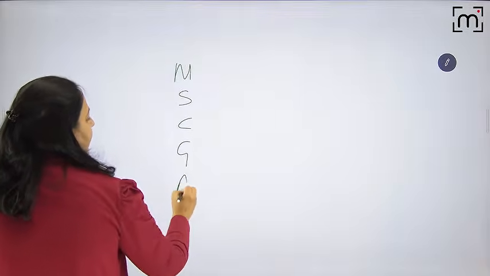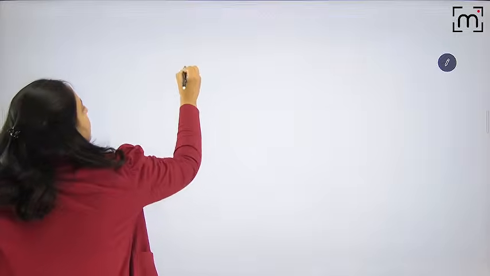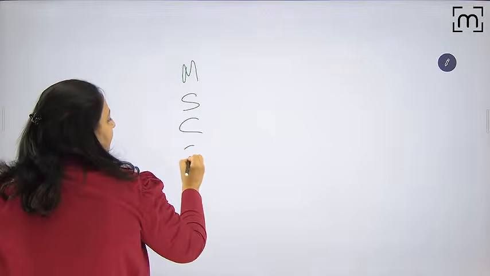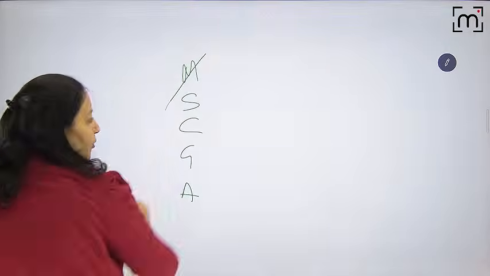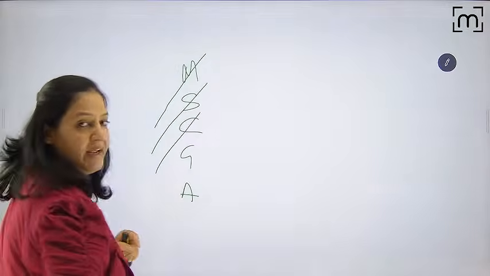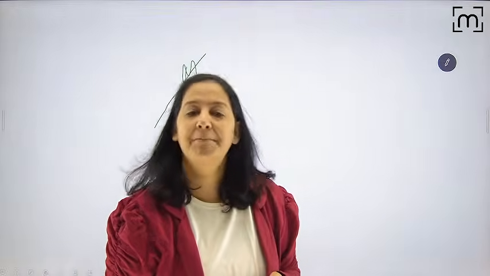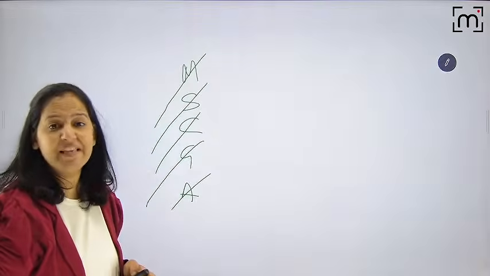MSC Garden Agra. Say it again. Say it again, everyone say. MSC Garden Agra: Mycobacterium, Spirillum volutans, Corynebacterium diphtheriae, Gardnerella vaginalis, Agrobacterium tumefaciens. Please learn the mnemonic. It will become easy for you to learn.